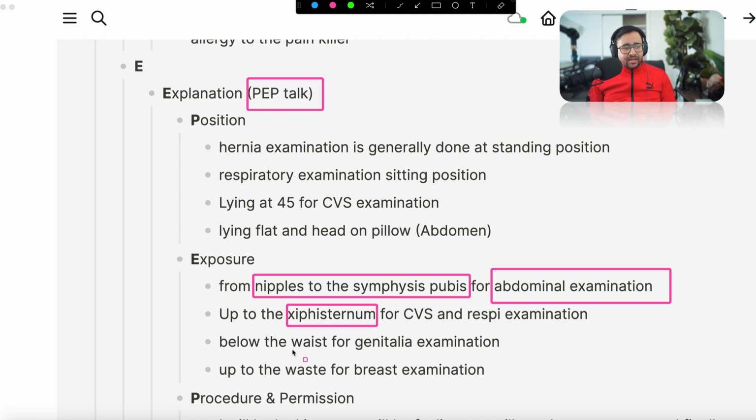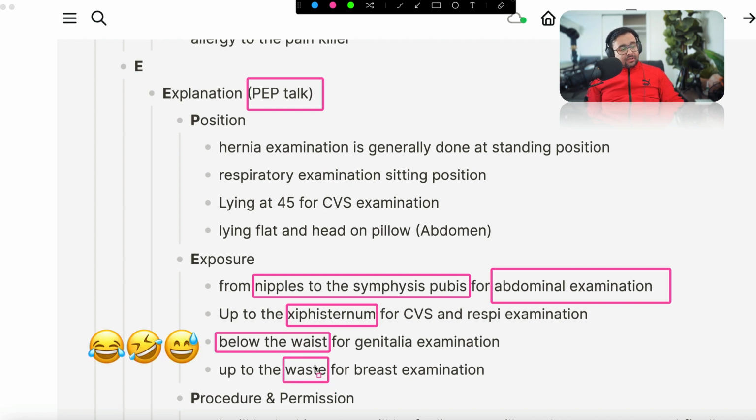If you are doing genitalia examination, you have to do it below the waist. And if you are doing breast examination, you have to do it up to the waist. Sorry for the spelling error here. It should be the one like here. So anyway, this is how you make sure of the exposure.